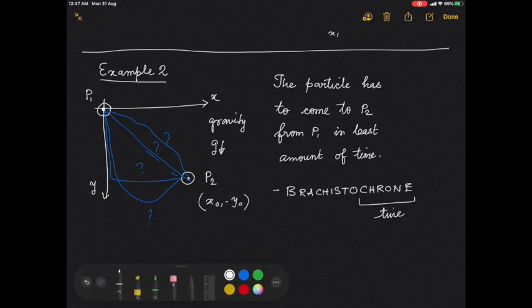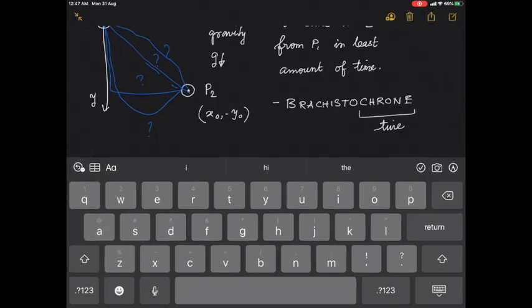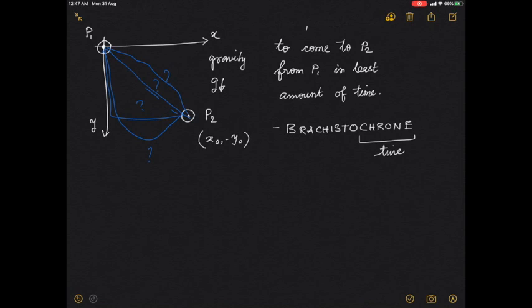But how do I solve this problem? Using the calculus of variation that we have just learned. So again, this is a problem of principle of least time. So I start by defining the time equals the integral from P1 to P2 of dt.